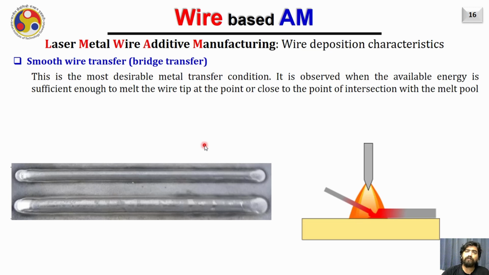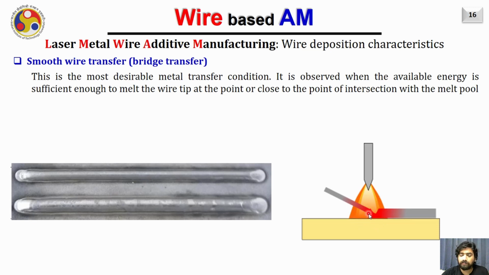The other possibility of the wire transfer could be the smooth wire transfer. This is the most desirable transfer condition. It is observed when the available energy is sufficient to melt the wire tip at the point or close to the point of intersection with the melt pool, as you are seeing in this diagram.